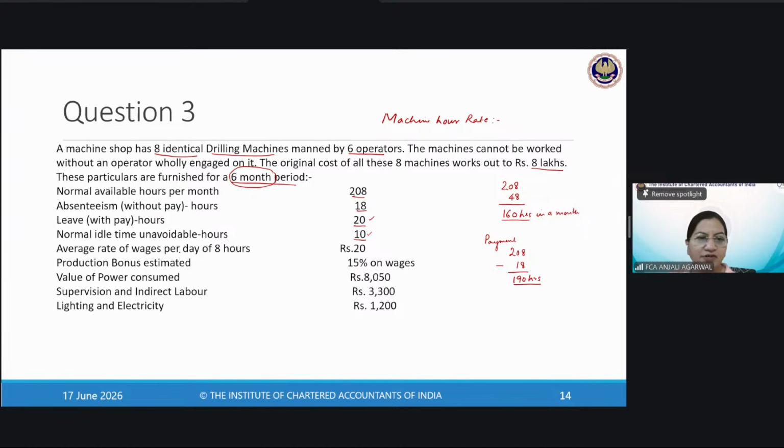Then average rate of wages per day of 8 hours is rupee 20. So this will give us how much is the hourly rate. Hourly rate would be 20 divided by 8, 2.5 rupee per hour. So the workers are supposed to be paid 2.5 rupee per hour.